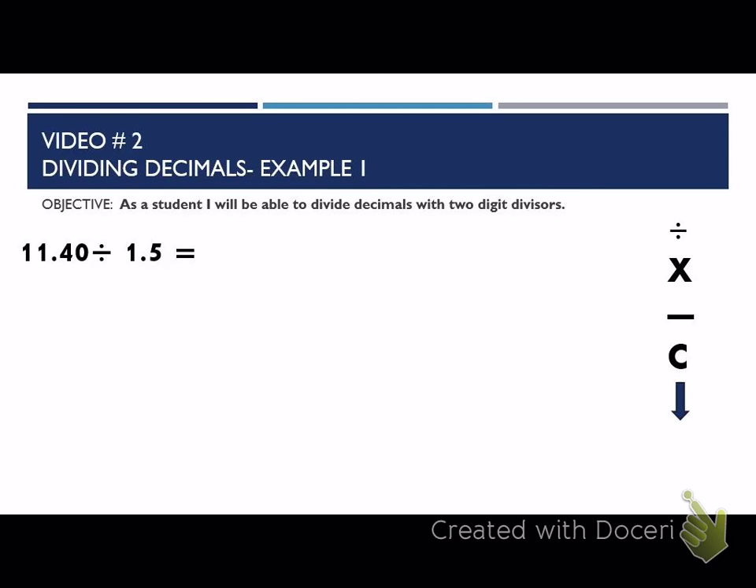Our first one says 11 and 40 hundredths. We're going to go ahead and put 11 and 40 hundredths inside the box. And we have 1 and 5 tenths on the outside. Just like before, we're going to move our decimal point to the wall. It takes 1 place on the outside, so we need to go 1 place on the inside. Go ahead and put the decimal at the top.